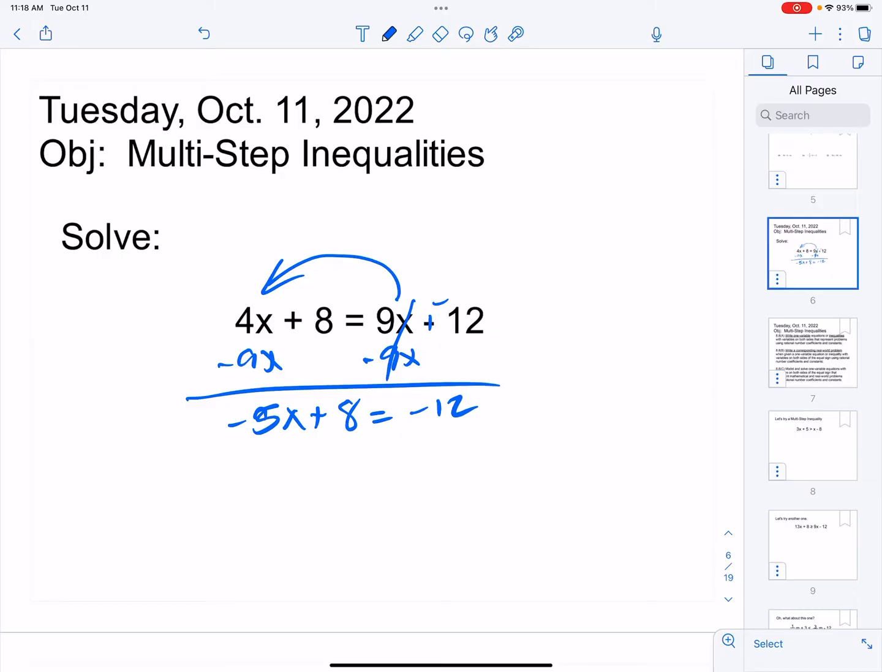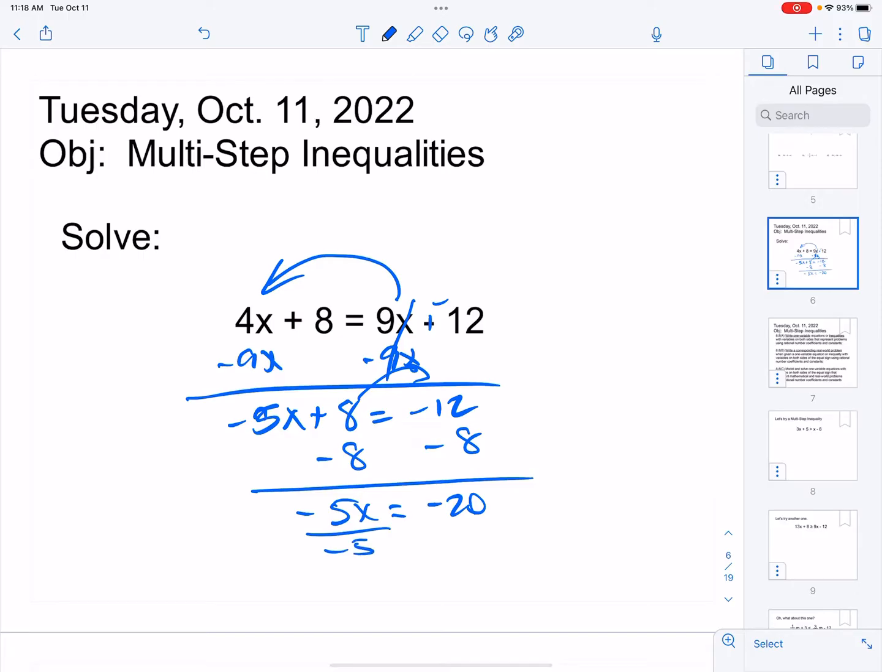Now, step number one is accomplished. The letters are on the left. So now I need to get my numbers on the right. So I move the 8 over to be with a negative 12 by adding its opposite. We end up with negative 5x is equal to negative 20. Now, to solve, we just divide by negative 5, and we end up with x is equal to positive 4. So with equations, three basic steps: letters on one side, numbers on the other, solve.